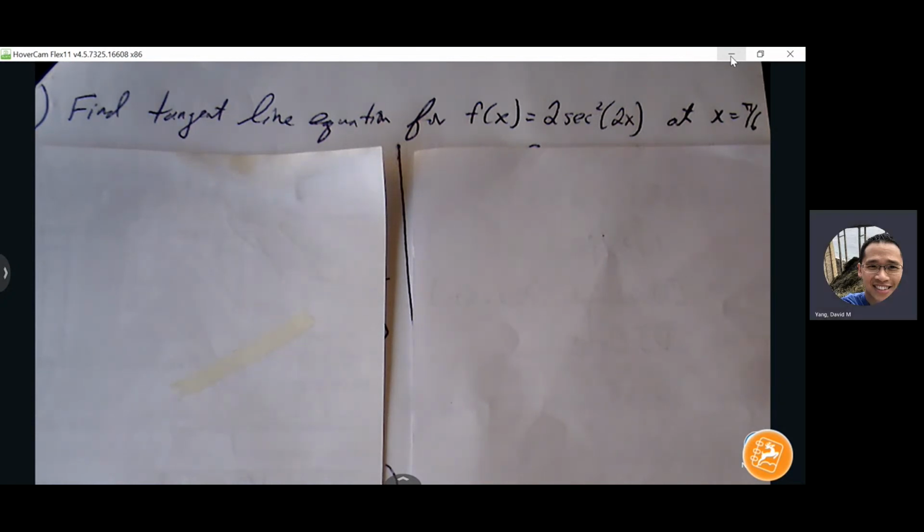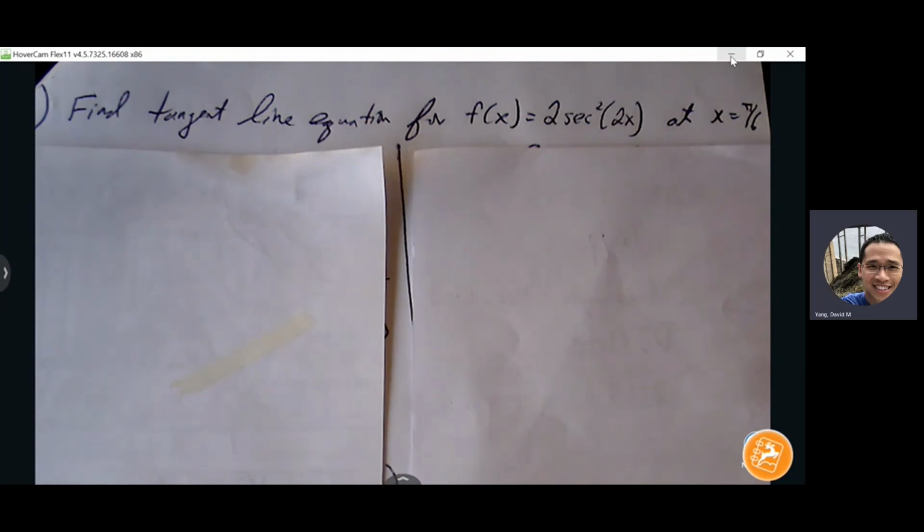Any questions with 5? Okay, take a look at number 6. Find the equation of the tangent line for the function 2 secant squared 2x. So for the tangent line equation, we're going to find our ordered pair from the function. Next, we're going to find the derivative, then evaluate the derivative at that point to find our slope, and then point slope form.